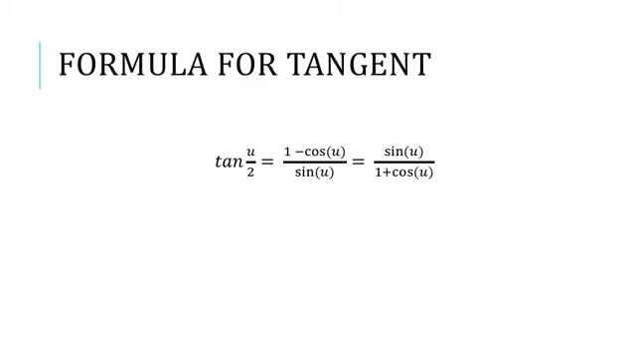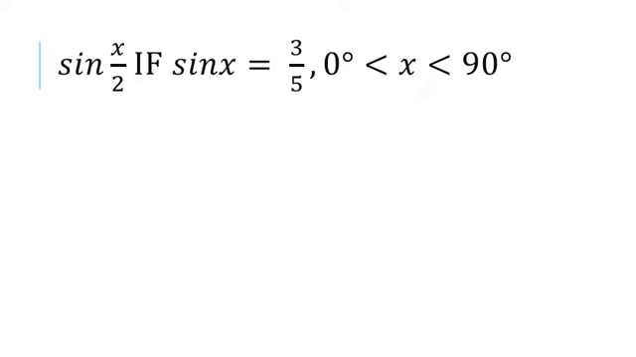Next up is the half-angle formula for tangent. Take a moment to pause the video and write this down. Again, expanding on this example, we will be using our previously found sine and cosine values to find the tangent of our half angle. So sine of x is equal to 3 over 5 and cosine of x is equal to 4 over 5. We will be using both of these values in attempting to find the tangent of our half angle.